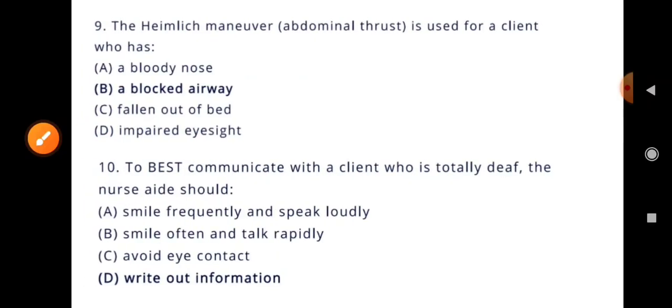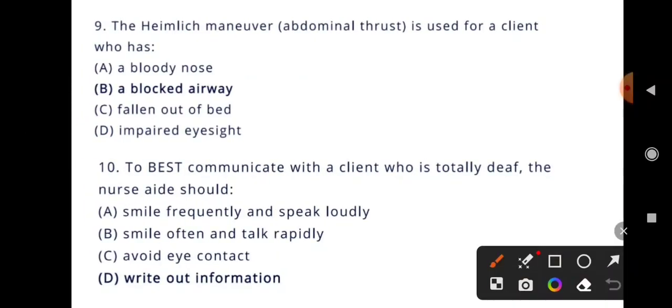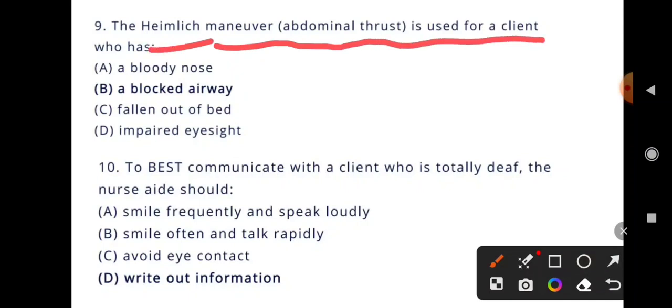So next, the Heimlich manual abdominal thrust is used for a client who has options: bloody nose, blocked airway, fallen out of bed, impaired eyesight. So Heimlich manual is for blocked airway, option B.